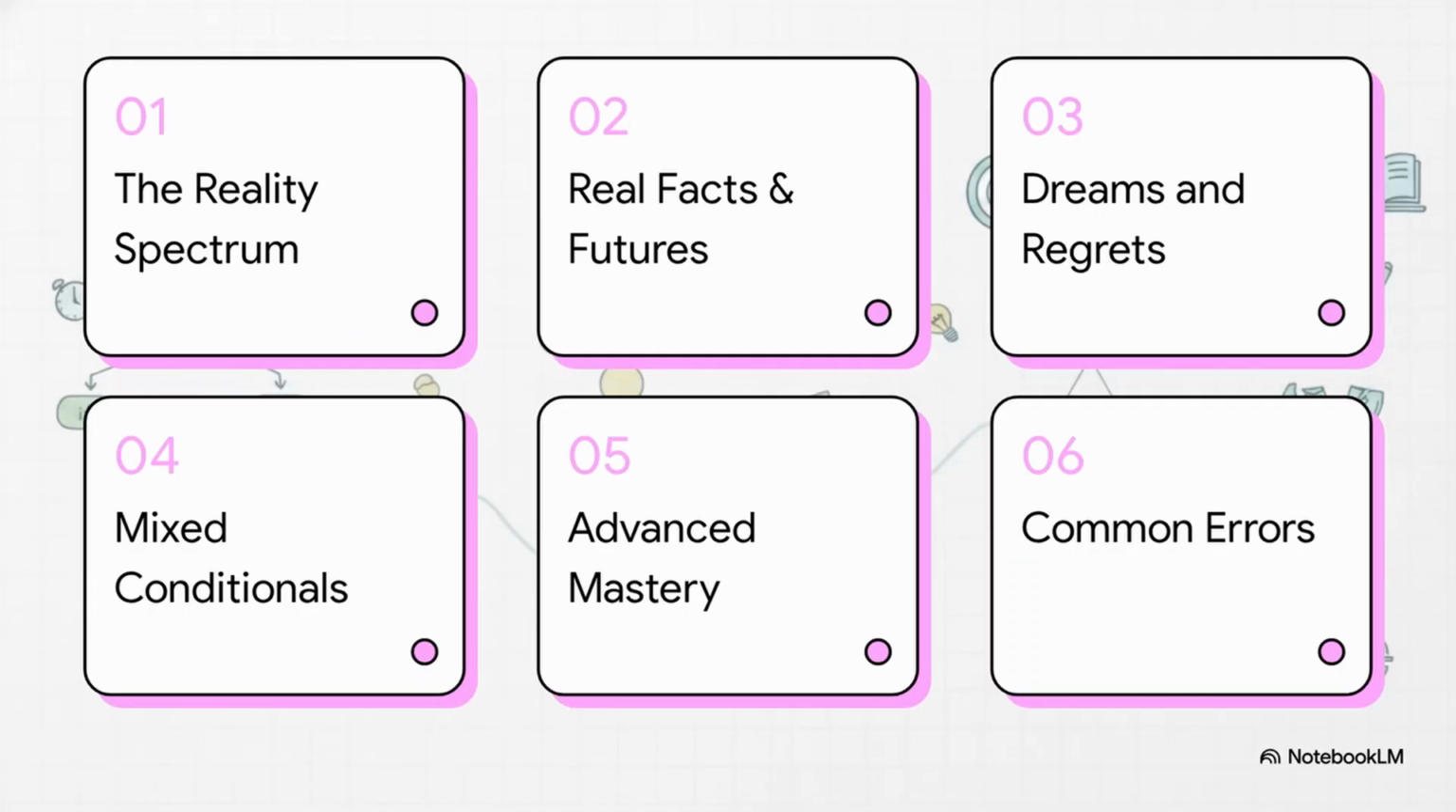Okay, let's dive into this roadmap. 1. The reality spectrum. 2. Real facts and futures. 3. Dreams and regrets. 4. Bending time with mixed conditionals. 5. Advanced mastery with inversions. And 6. Common learner errors.